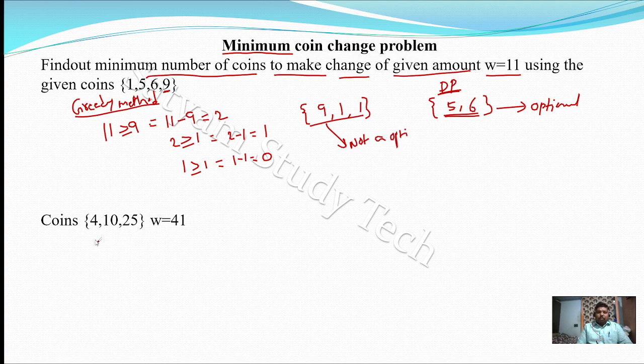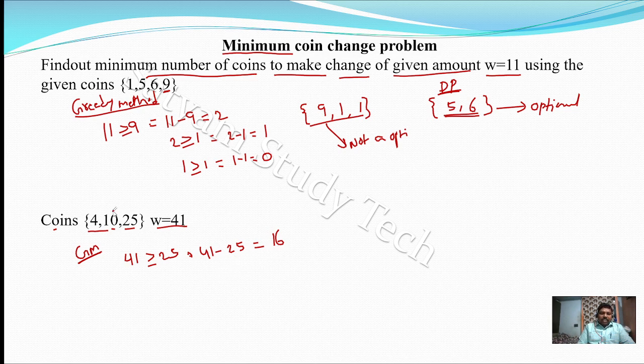You can see another problem. The coins given are 4, 10 and 25. The total amount is w equal to 41. Now I am applying the greedy method here. What is the maximum coin here? 25. So 41 is greater than or equal to 25. The condition is true. Now 41 minus 25 is equal to 16.